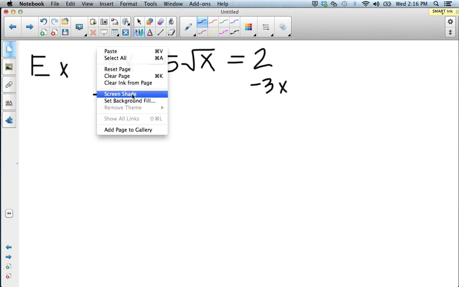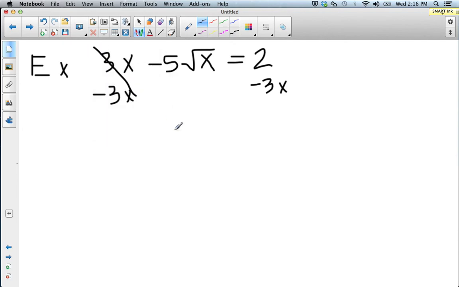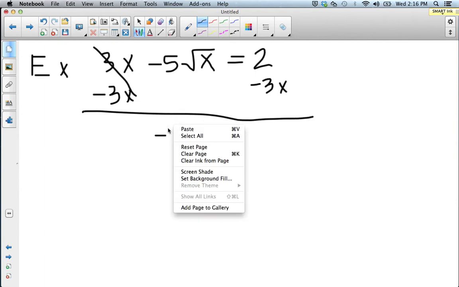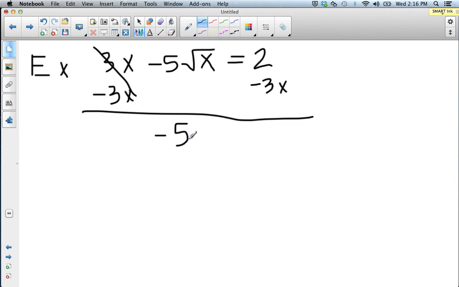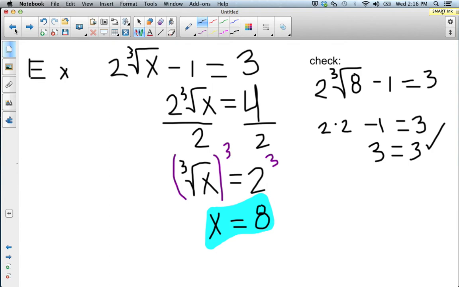These cancel. So we have negative 5 square root x equals 2 minus 3x. Now, at this point, if you want, you can divide by negative 5. But that's going to make this a little bit messy on the right side. It's going to give us a denominator. So I'm going to go ahead and just square it.